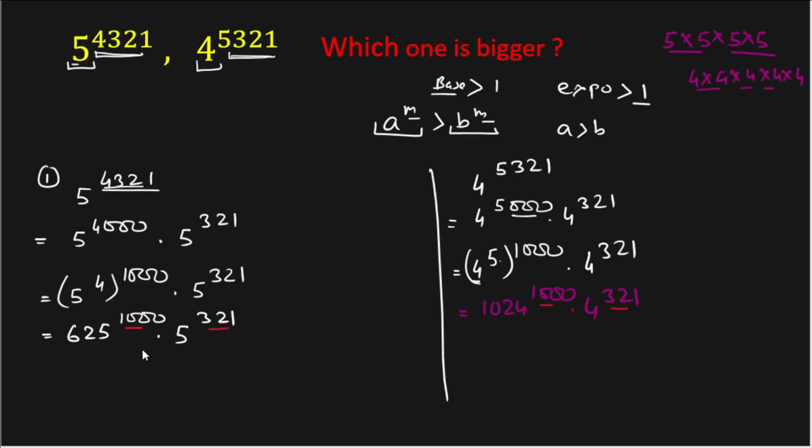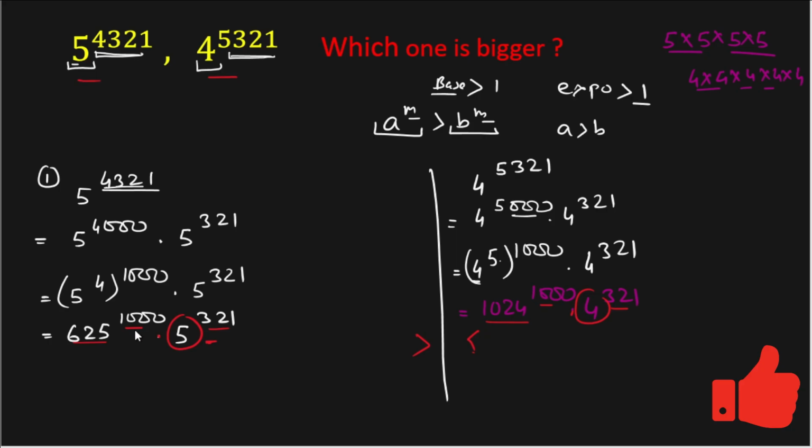So now we'll compare the bases. The first factor base is 625 and the first factor of the second term is 1024. So this value will be greater than this value. In the next factor we have 5 and 4, so the value of this factor will be higher. So friends, from these higher and lesser values we cannot ascertain which value is bigger.